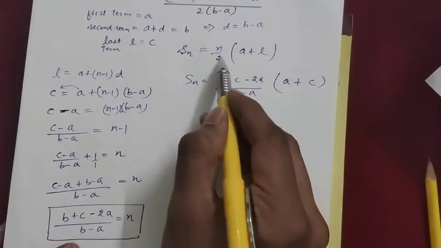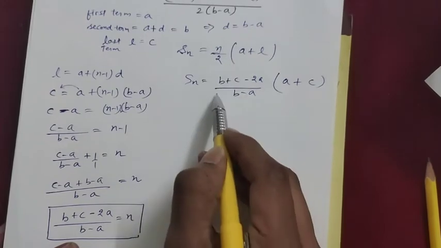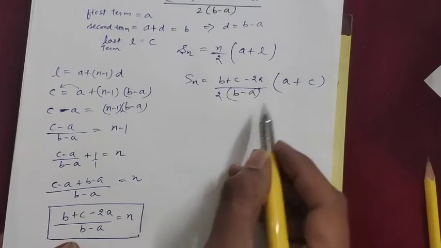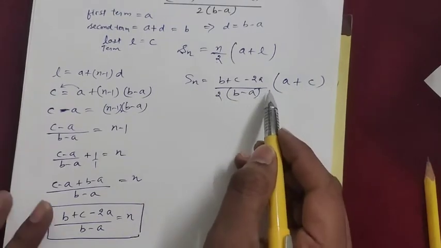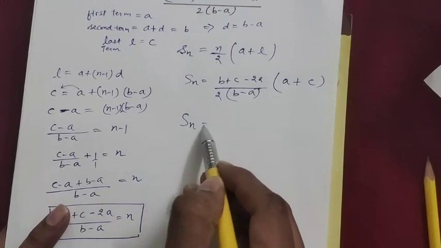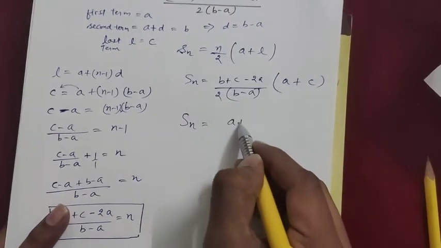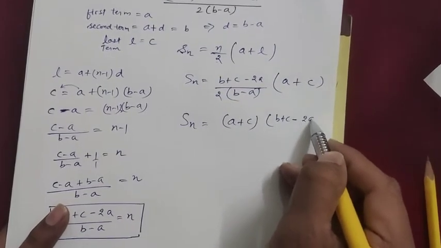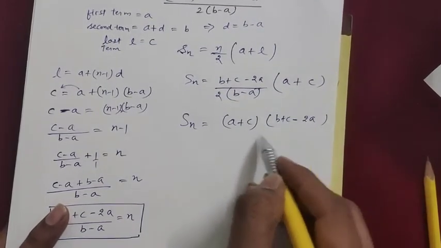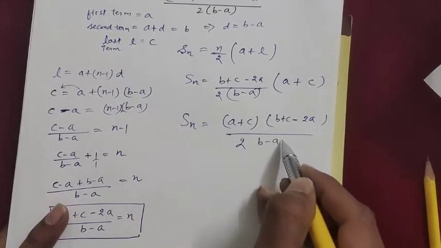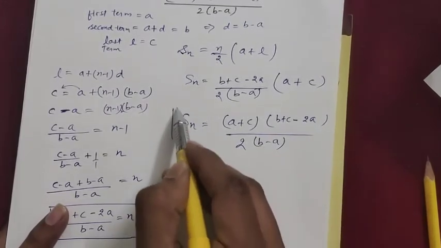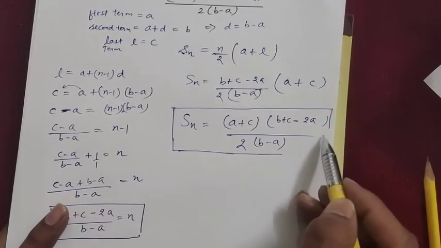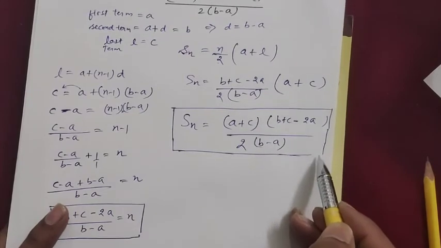And yes, of course we do have 2, so don't forget to write. So as you can see, we have got the required answer which we have to prove. So Sn equal to, we just need to arrange this. So (A plus C) into (B plus C minus 2A) upon twice (B minus A). So this is quite easy, I guess. All of you have got the concept and the method how we have solved this, right?